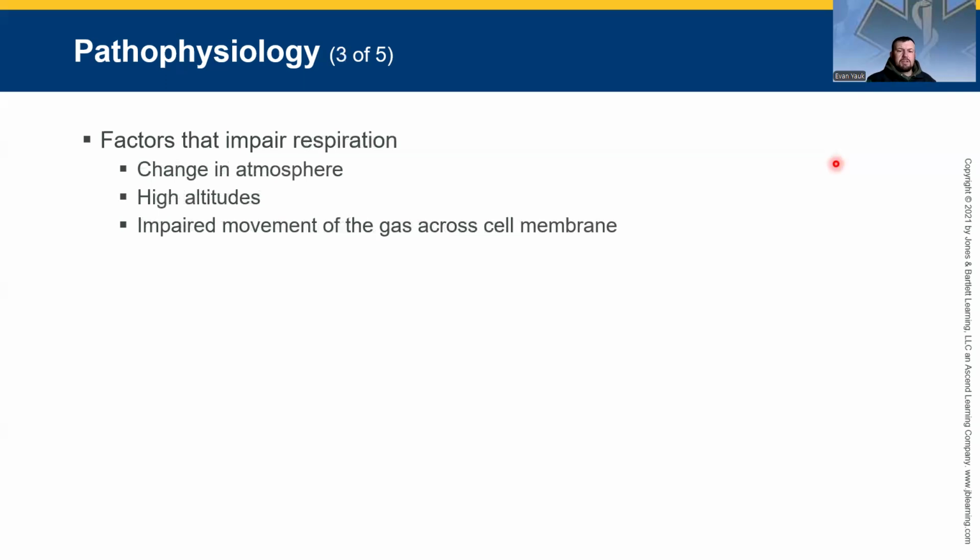Change in atmosphere, like high altitudes, impaired movement of gas across the cell membrane, which is kind of what I was talking about with the diffusion, or if we get a lot of fluid or mucus in our lungs and it surrounds those alveoli, that oxygen can't diffuse into the alveoli. Carbon dioxide cannot diffuse out of it, and now we've got that imbalance going.